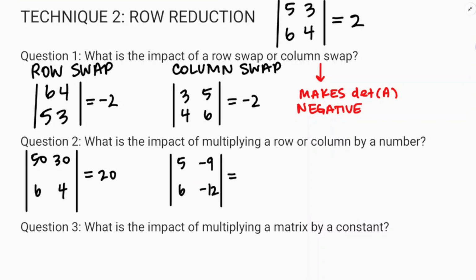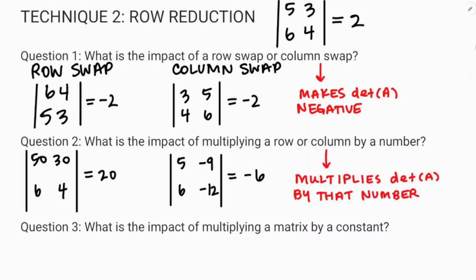Okay, now that'll be -60 plus, wait a second, 6 times 9 is 54. Okay, so -60 plus 54 is -6. So that would be -3 times the original determinant. So I might just say, okay, the impact is going to be, we're going to multiply the determinant by that same number.